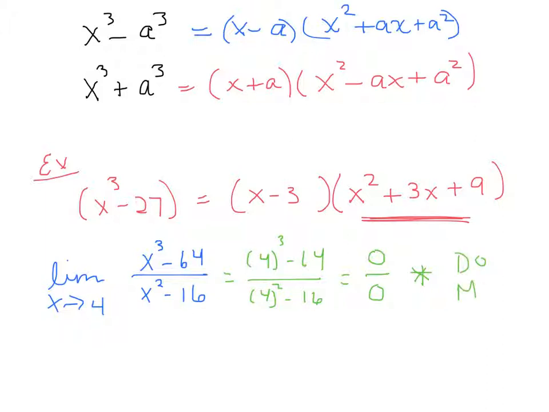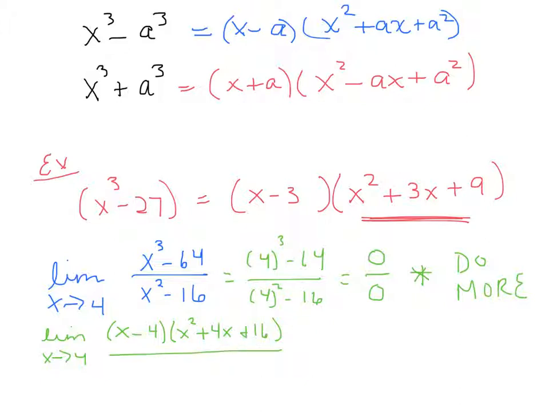My do more is I'm going to factor this expression. So we're going to rewrite this expression. The limit as x goes to 4, let's see, x cubed minus 64 would be the cube root minus the cube root times the first term squared, the 2 multiplied with the opposite sign, this part squared, all over, I know x squared minus 16 is x minus 4 and x plus 4.